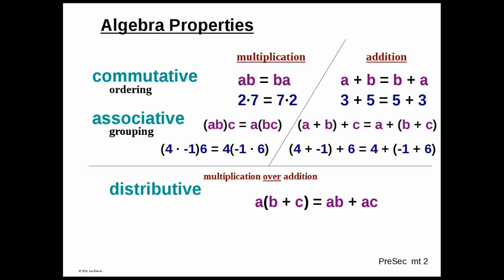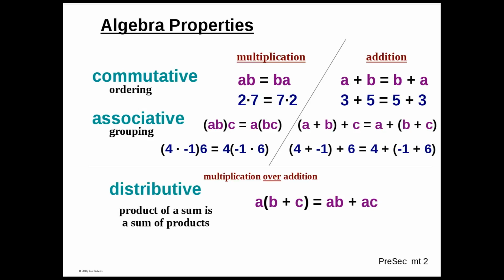Finally, we have the distributive property, which holds for multiplication over addition. If I have a value that's being multiplied by other values that are being added or subtracted together, I can distribute that value over the values that are being added or subtracted. The product of a sum is the sum of those products.